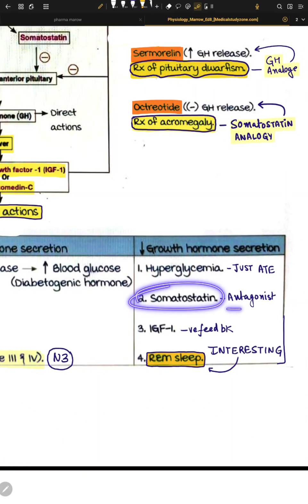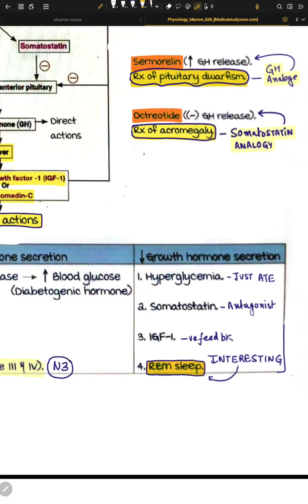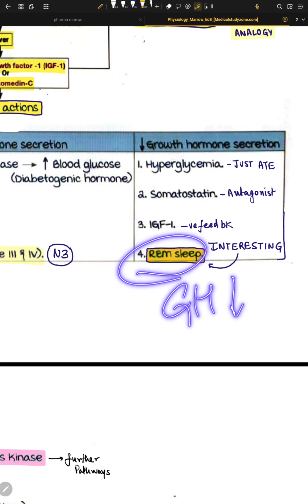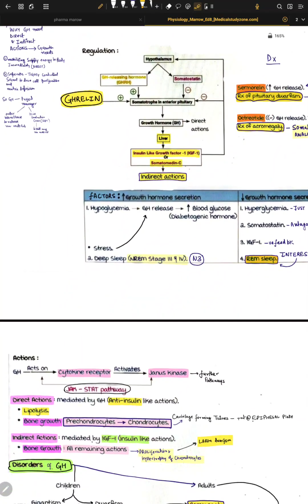So somatostatin is an antagonist. What about IGF-1? Negative feedback loop, again, IGF-1. What about REM sleep? Well, REM is rapid eye movement sleep, and if you have any REM sleep going on, growth hormone will go down in REM sleep. So that was about the growth hormone.